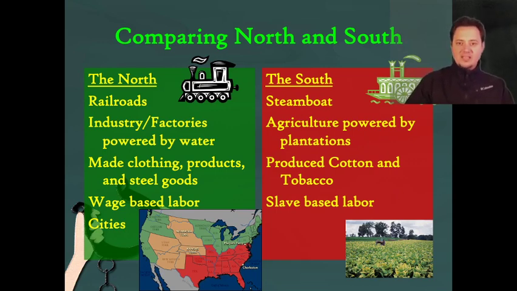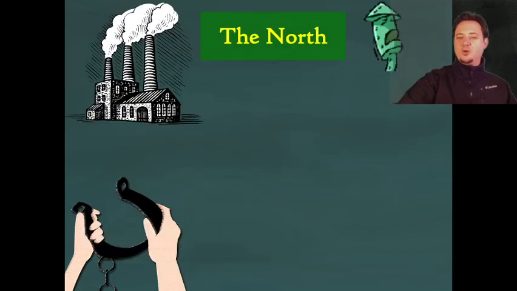They are treated as slaves, and that's how the system works. And there are few cities in the South. There are some big cities, but most people live in a rural setting with small towns or plantations. Those are kind of the big differences between the North and the South.